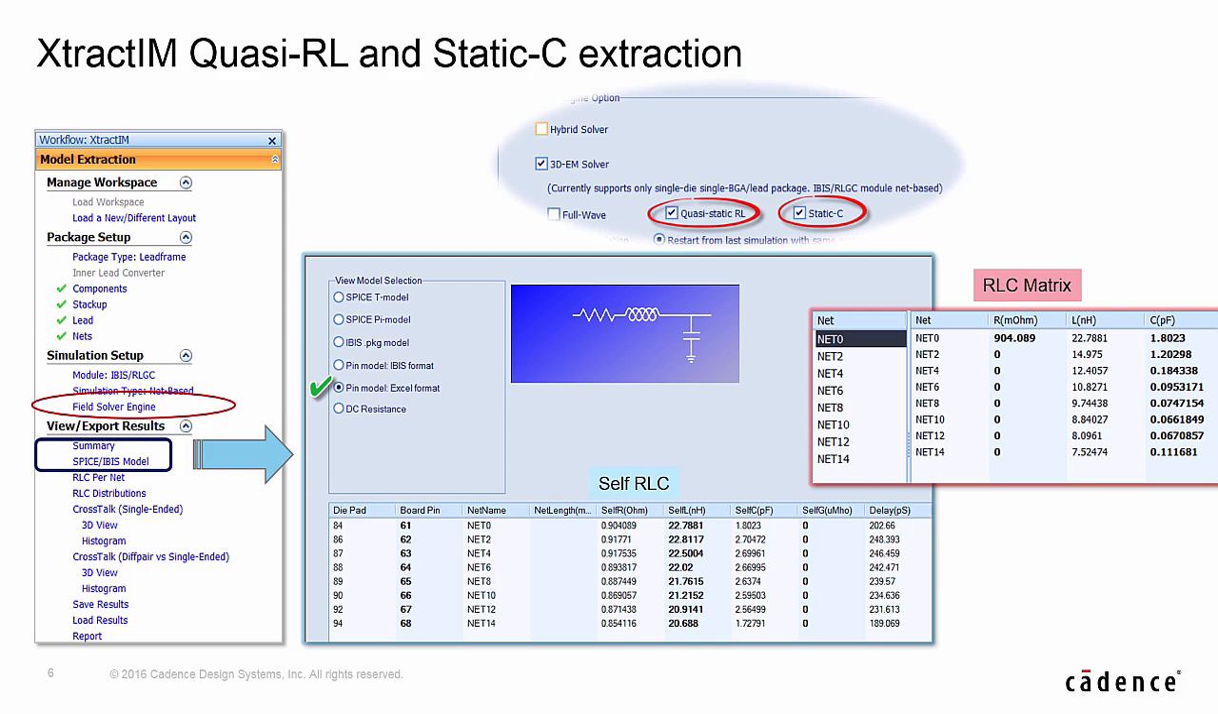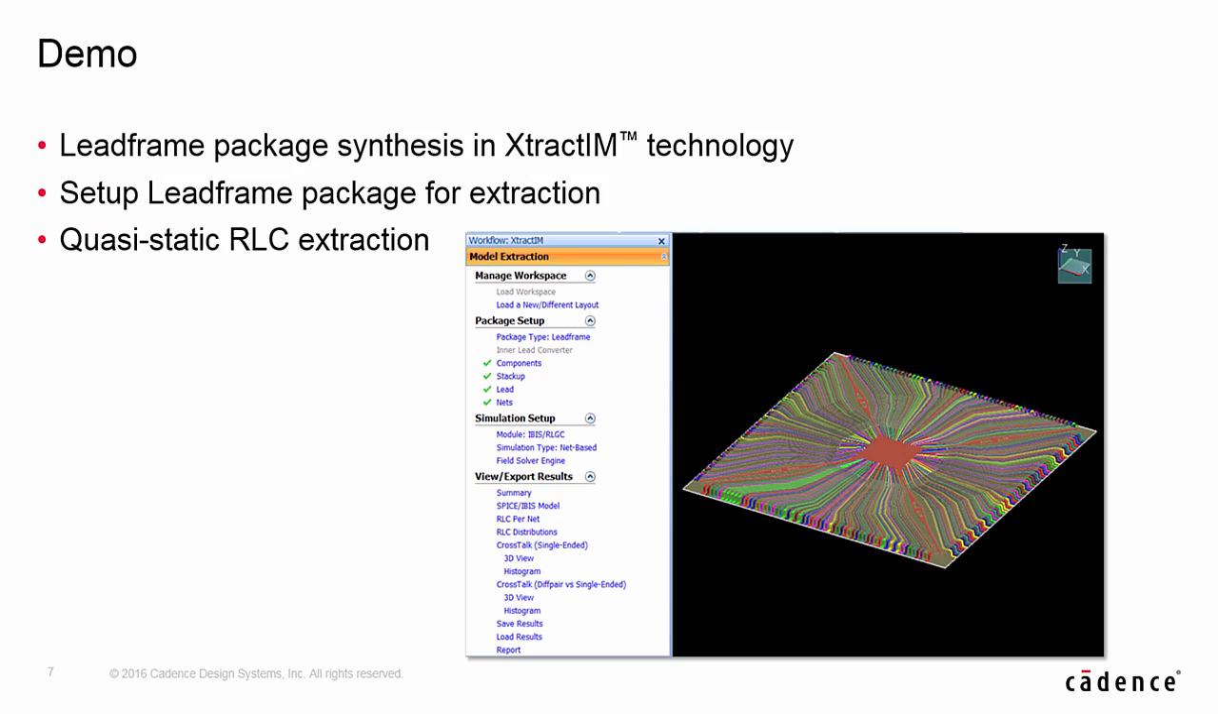When selecting both quasi-static resistance inductance and static capacitance solver options together, it provides more comprehensive reports. In addition, with the full RLC matrix and self-RLC table, it also provides RLCK-based SPICE model and IBIS model for time domain transition analysis. In this demo, I'm going to introduce the leadframe package synthesis flow in Xtract M, set up the out-lead profile to complete the 3D structure for extraction, and introduce quasi-static RLC extraction.